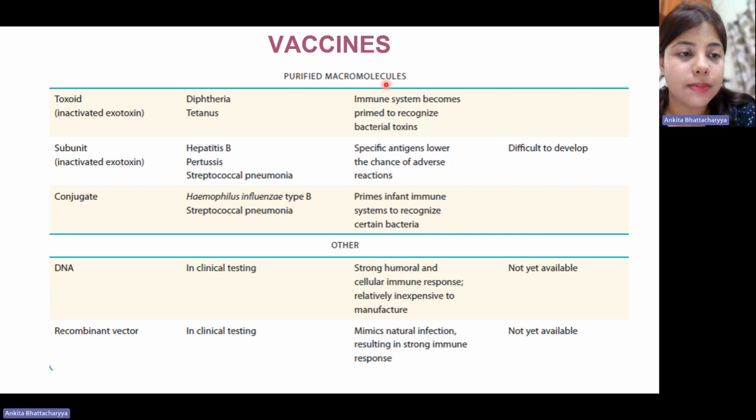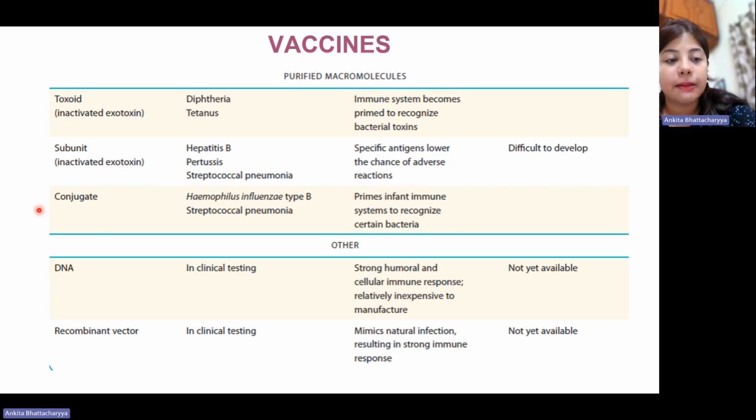Then comes the subunit type of vaccine, which is used for hepatitis B, pertussis, which causes whooping cough, caused by Bordetella pertussis, and streptococcal pneumonia as well. In this case, the specific antigens lower the chance of adverse reactions, but the problem is that subunit vaccines are very difficult to develop. While it's more specific in nature because you are developing a vaccine for only one subunit, which will be good enough to elicit the immune response but physiologically safe for the individual being vaccinated, their commercial production is quite difficult, and therefore it's a challenge that remains open to date.